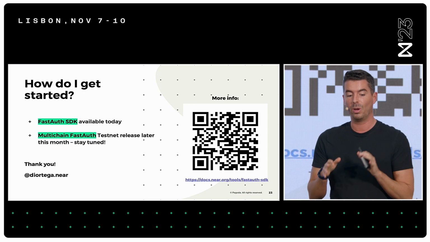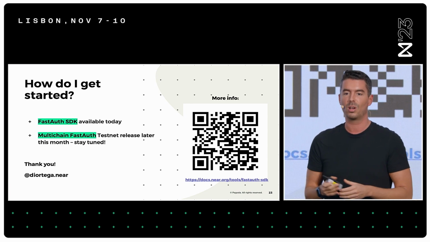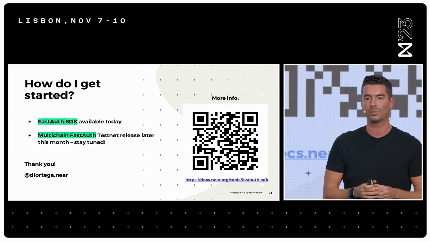Yeah, so today we only support Near. Multi-chain FastAuth, we're prioritizing EVMs. So we'll have a long list of EVMs that we support for the testnet release.